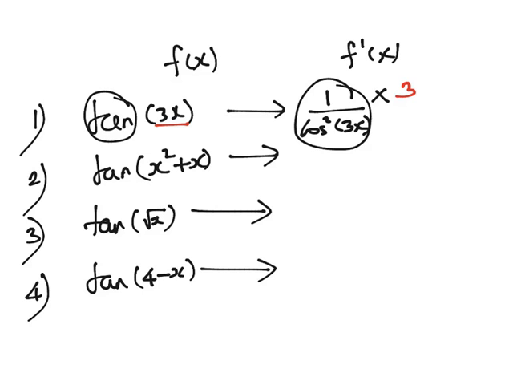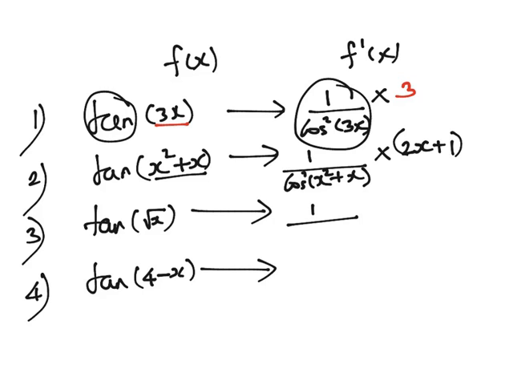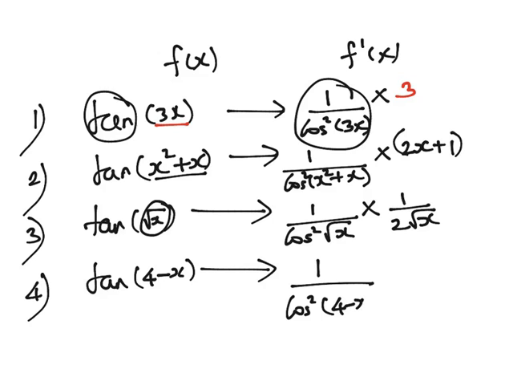Okay, so second one, 1 by cos squared of x squared plus x multiplied with the derivative of this, which is nothing but 2x plus 1, is the answer. The third one, tan of root x, so 1 by, I'm sorry, this is cos squared. Okay, it is 1 by cos squared root x multiplied with the derivative of this, which is 1 upon 2 root x, right? And finally, for this one, the answer is 1 by cos squared of 4 minus x multiplied with the derivative of 4 minus x, which is minus 1. Okay, so these are the correct answers.